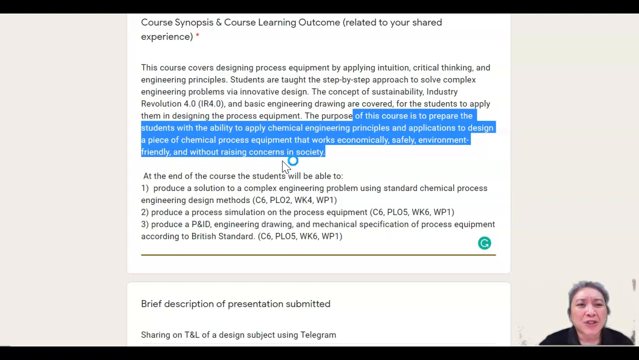Second, produce a process simulation of the process equipment, C6 PLO5, which is modern tools usage for engineering. And then number 3 is to produce a P&ID engineering drawing, an application of process equipment according to British standard.